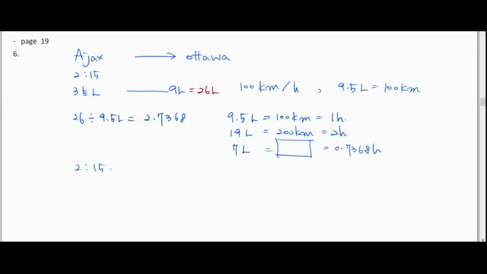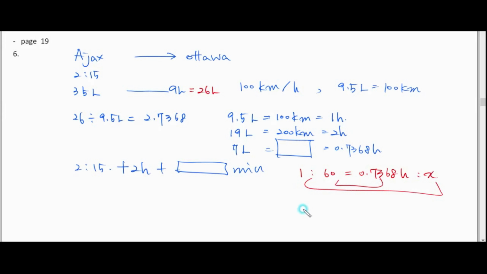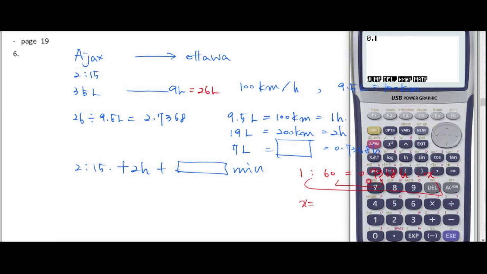So she started at 2:15. First we'll add 2 hours from here, and some minutes. And right here we'll use a proportional expression to solve this. 1 to 60 equals 0.7368 to something minutes. So we'll do 1 to 60, and 0.7368 to x. Then x equals, we'll just use the calculator here, 0.7368 multiplied by 60. And this equals 44.208. Right here, x is 44.208 minutes.